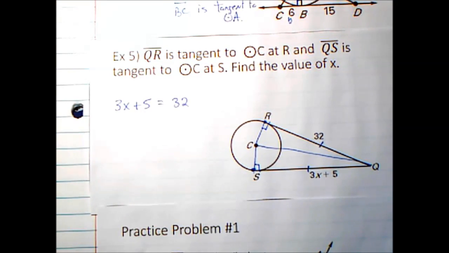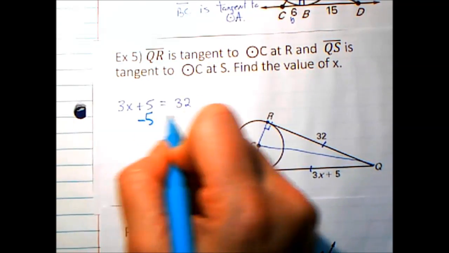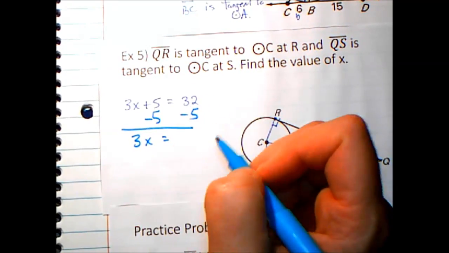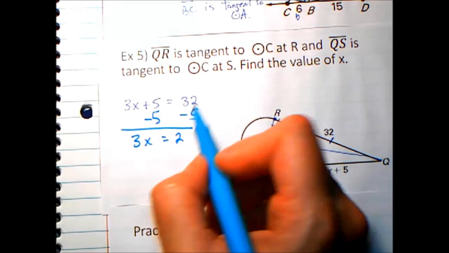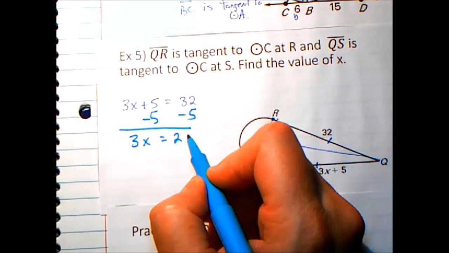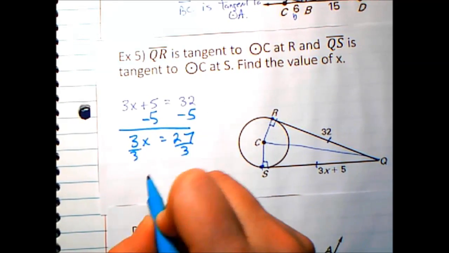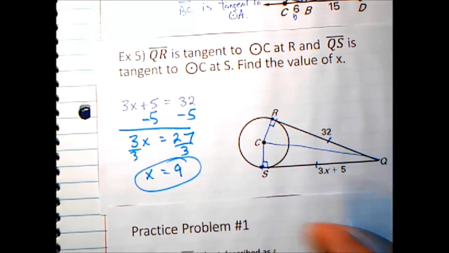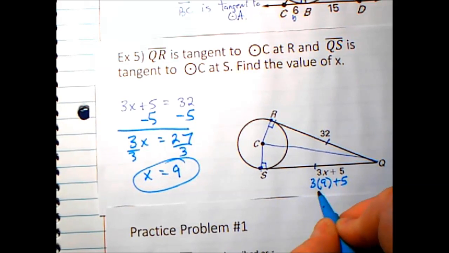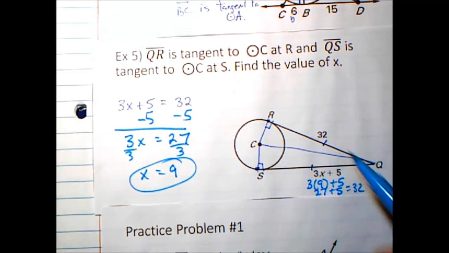In solving it, I have to get rid of the 5. If I subtract 5, that gives me 3x is equal to, what is that, 28? No. 27, I believe. And then I'm going to divide by 3. That gives me x is equal to 9. Remember, I can plug this back in and see that 27 plus 5 is 32 for my problem to make sure that these two are equal.